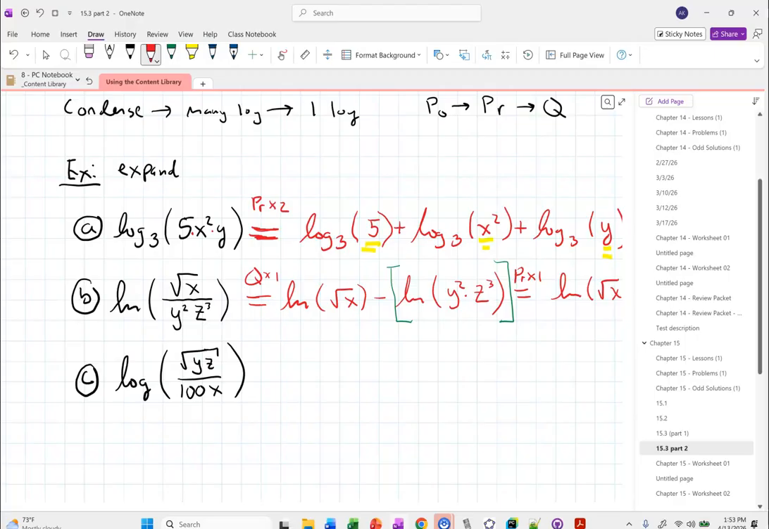You're welcome. All right. What should I do next? What do I do first here? Quotient rule. Very good. How do I write this then? I'll have log of the numerator minus log of the denominator.